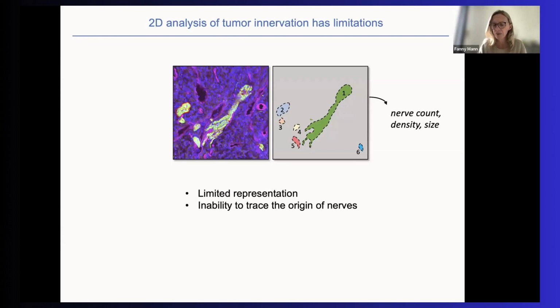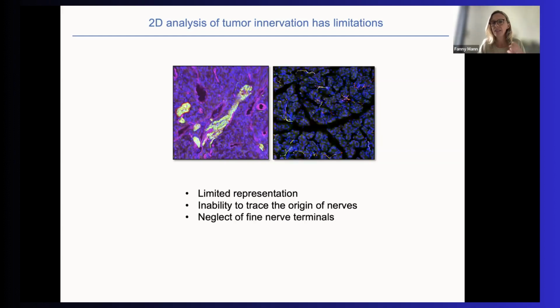And very importantly, on sections, you only see the large nerve bundles. And these nerves will eventually innervate the target tissue, but the very fine nerve endings in the target tissue are very difficult to identify on histological sections. So we have, for the moment, no knowledge of the distribution of the nerve endings in the tumor microenvironment.